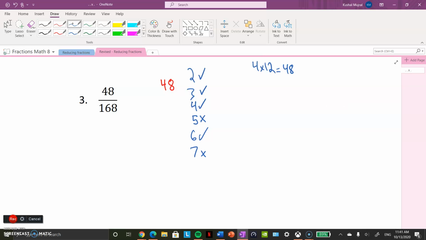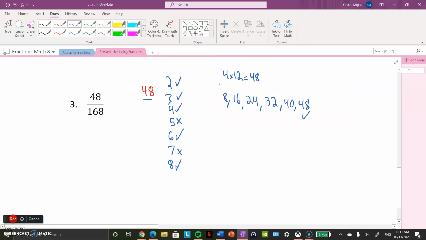Okay, let's look at 8. For 8, the last 3 digits need to be divisible by 8, and because there's only 2 digits, 48 needs to be divisible by 8, and I guess all you could do is look at the table of 8. 8, 16, 24, 32, 40, 48. Yeah, 48 works, so it's divisible by 8.